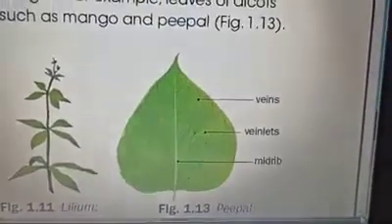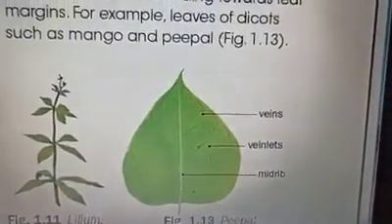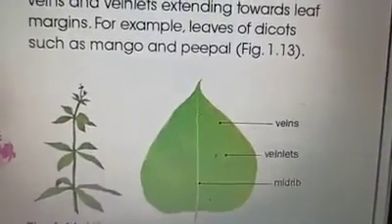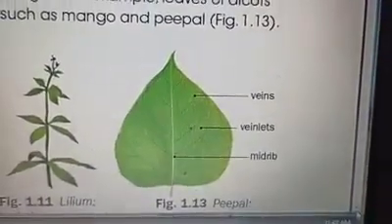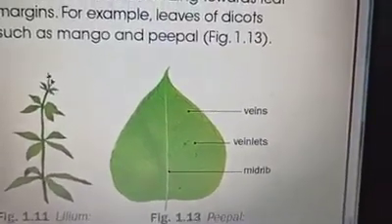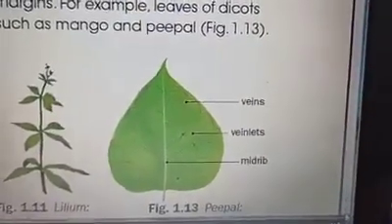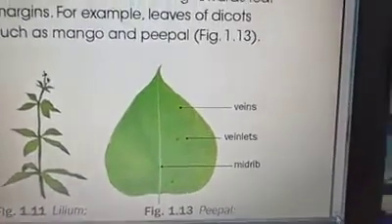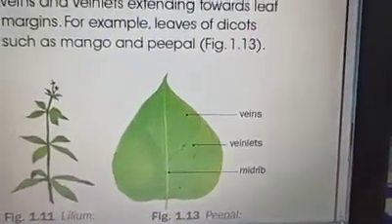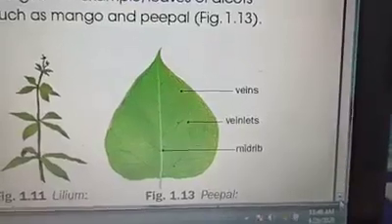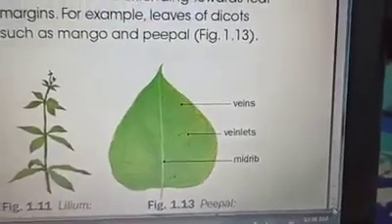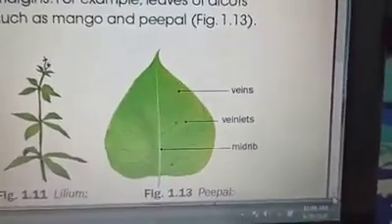There is a midrib in the middle of the leaf, which gives out secondary veins and veinlets extending towards the leaf margins. For example, leaves of dicots such as mango and peepal. So students, here is a task for you. You have to write the difference between parallel venation and reticulate venation with proper example.